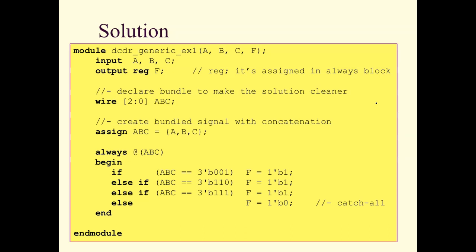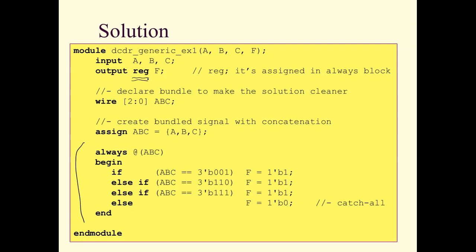Okay, so this circuit here has 3 inputs and 1 output. The 3 inputs are A, B, and C, and the output is F. Now, once again, we're not going to use logic here. We're going to use this always block to do a bulk of the work. We're assigning F inside the always block. Because of that, we have to declare the output F as a reg type. That's the only way we can get it to be assigned in the always block.